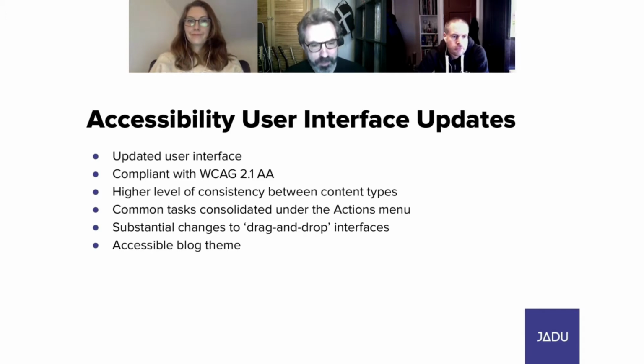So one of the main changes that we'll show you is that a lot of the common tasks associated with different types of content used to be dotted around the screen using different buttons in different places. We've tried to consolidate them as far as possible under the actions menu. So when we have a look at the platform, you'll see that the actions menu is where you go for most things when you're editing and updating content. There have also been substantial changes to the drag and drop interfaces in the platform in order to make those accessible. And we've also deployed an accessible blog theme that you can use if you're deploying blogs within the CMS.